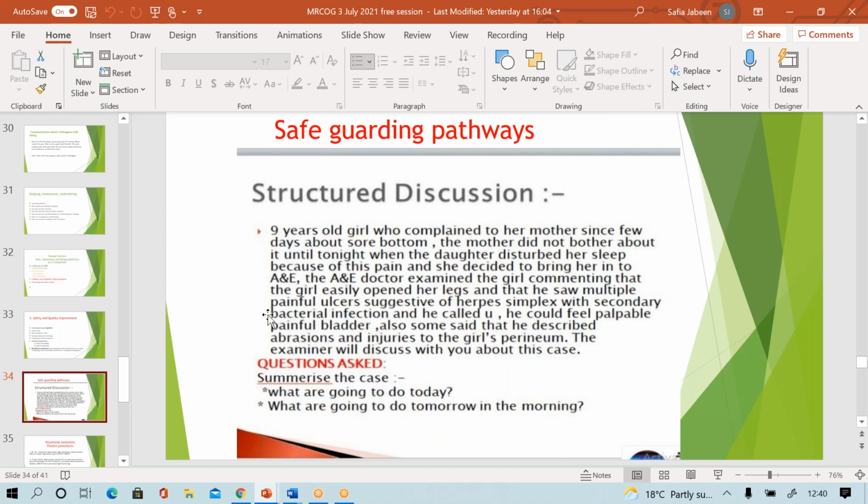Did you fall down? It could be an injury, it could be anything. Although if the scenario says she has a painful ulcer suggestive of herpes, you're going to take that diagnosis as herpes simplex. And then you will say, okay, so then I'm going to speak to the mother. You need to be very open here. The discussion needs to be very open, because I have serious concerns about the safety of this child, that this child is actually subjected to sexual abuse.